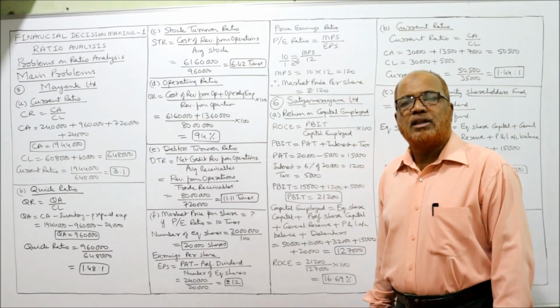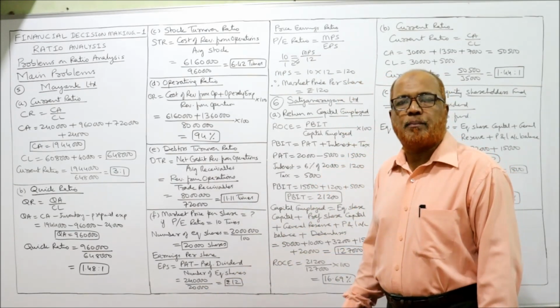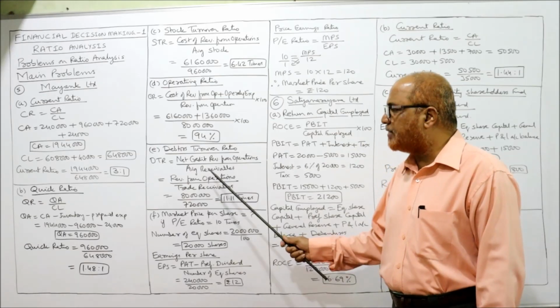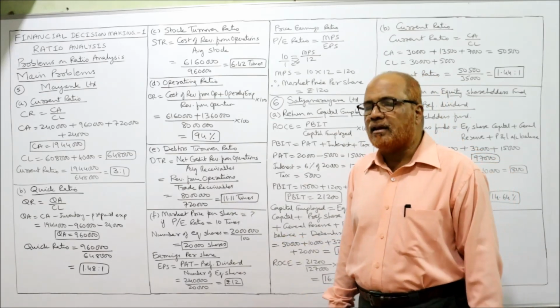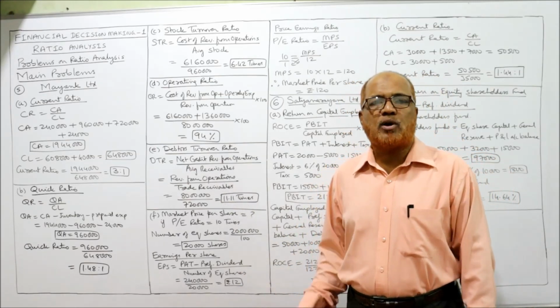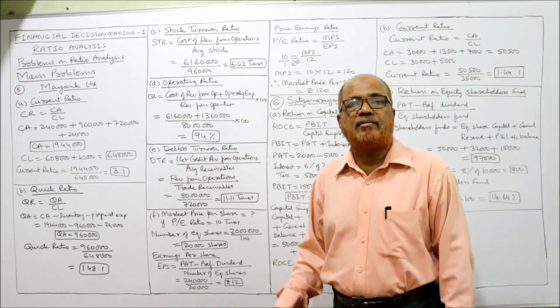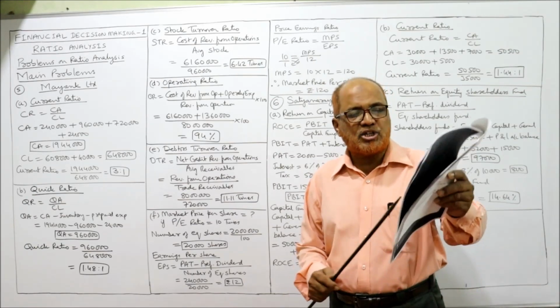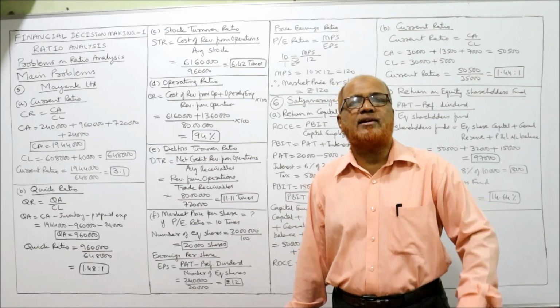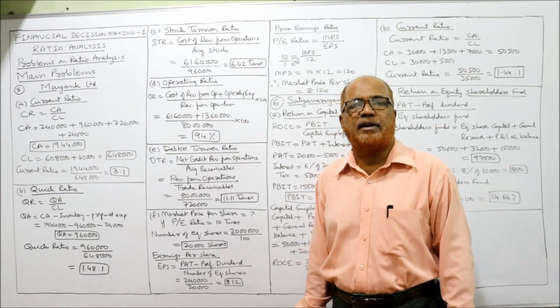Next comes debtors turnover ratio or receivables turnover ratio. The formula is net credit revenue from operations divided by average receivables. Again, we cannot calculate the average because opening receivables are not given. So we take closing trade receivables. In the balance sheet, you can see receivables are 7,20,000. That we will take in the denominator.